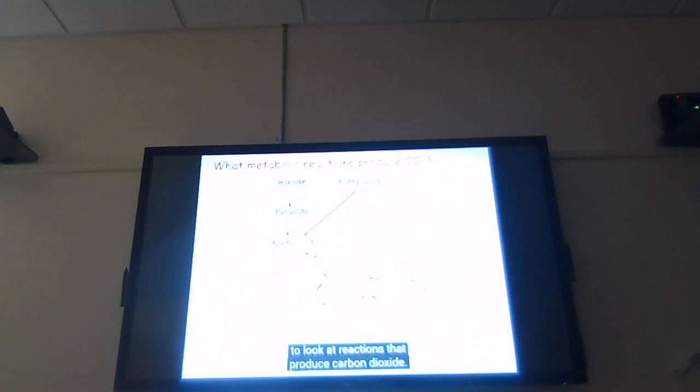How do we come up with this? Well, let's take a minute to look at reactions that produce carbon dioxide. Which of these reactions are going to produce carbon dioxide? So here we've got glycolysis, beta oxidation, formation of acetyl-CoA, Krebs cycle, electron transport chain. Which ones produce it?